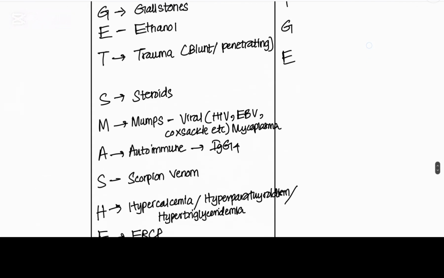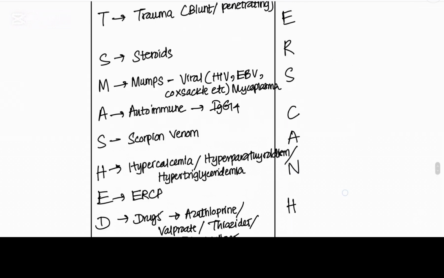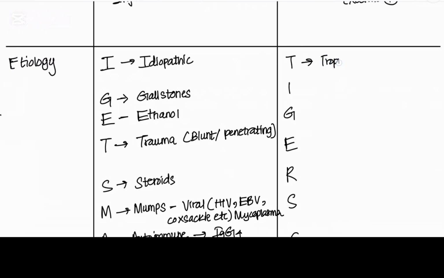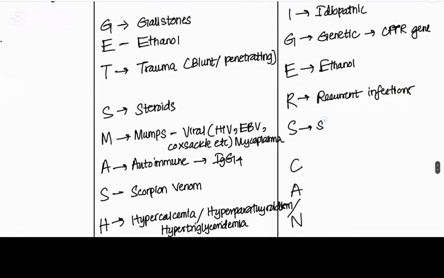Next, for chronic pancreatitis we'll remember the mnemonic, TIGERS CAN HURT. So T, tropical infections or tropical pancreatitis. I, idiopathic, no known cause. G, genetic reasons like CFTR gene mutations. E, again ethanol. And R, recurrent pancreatitis can cause chronic pancreatitis.